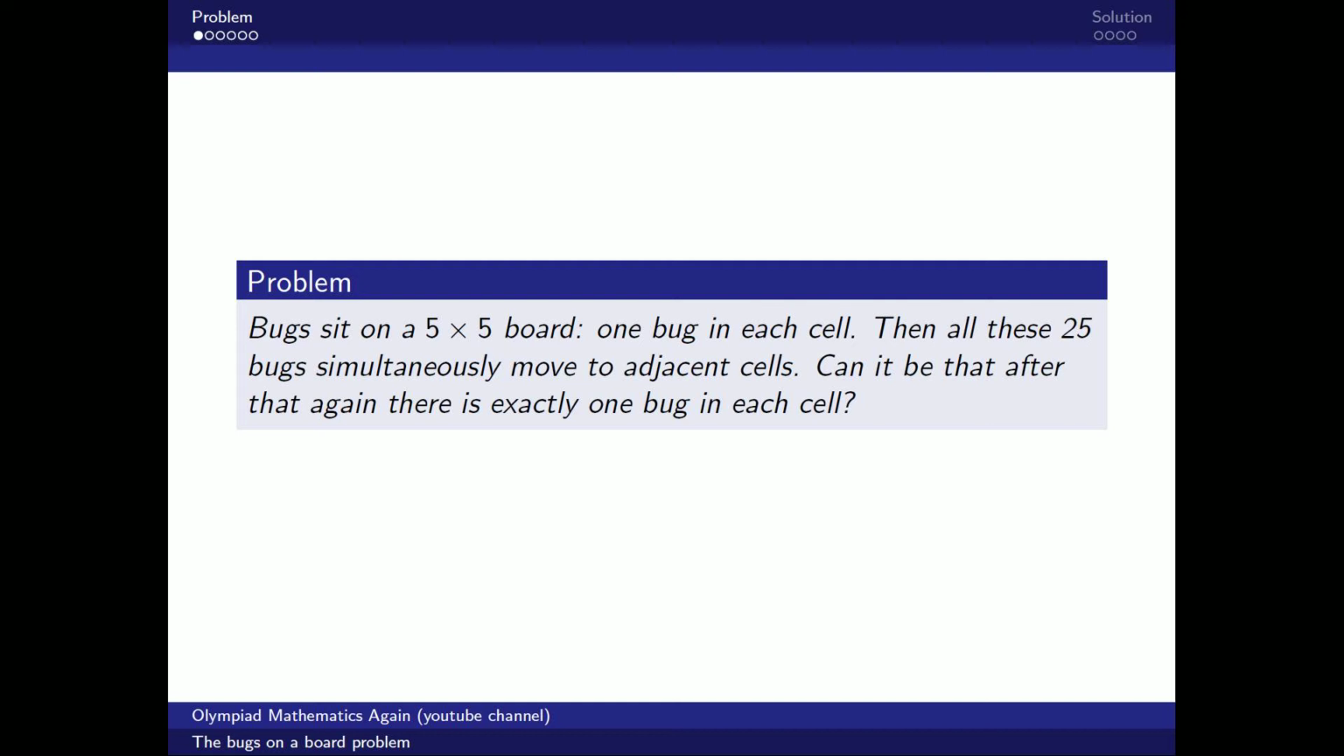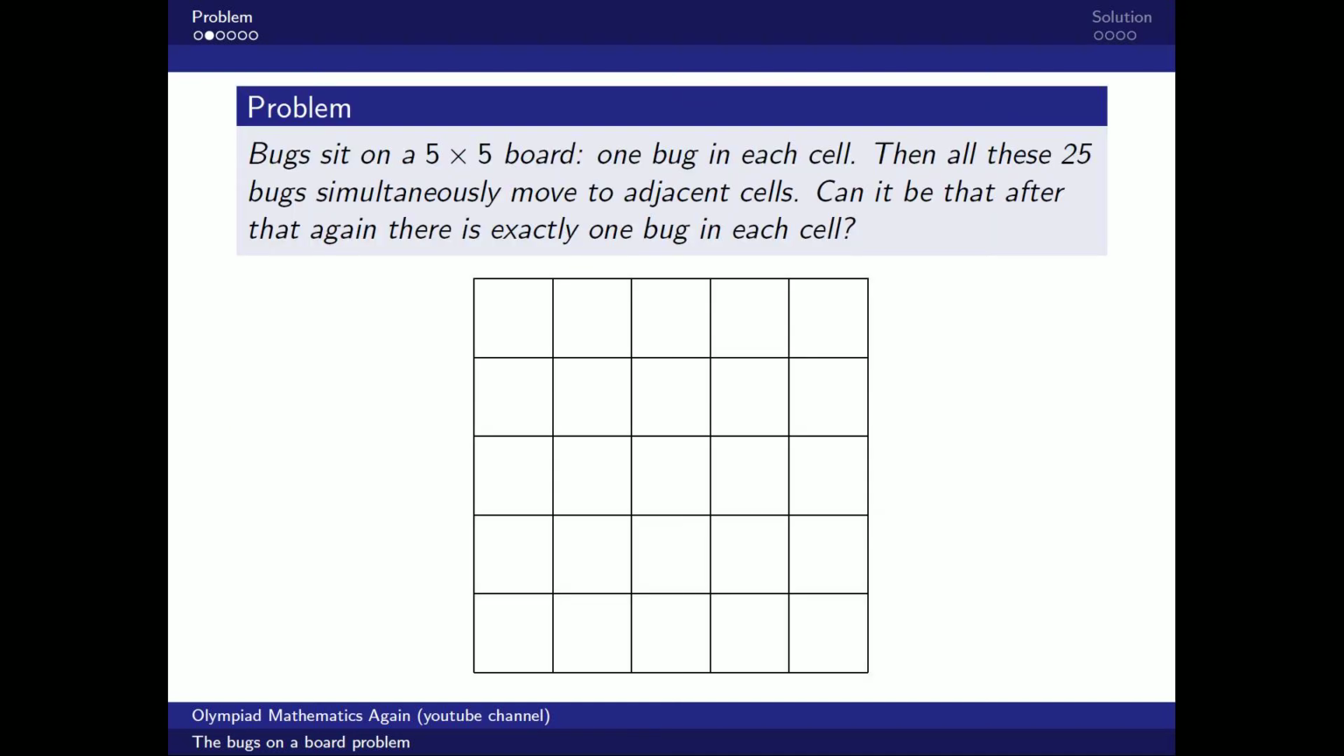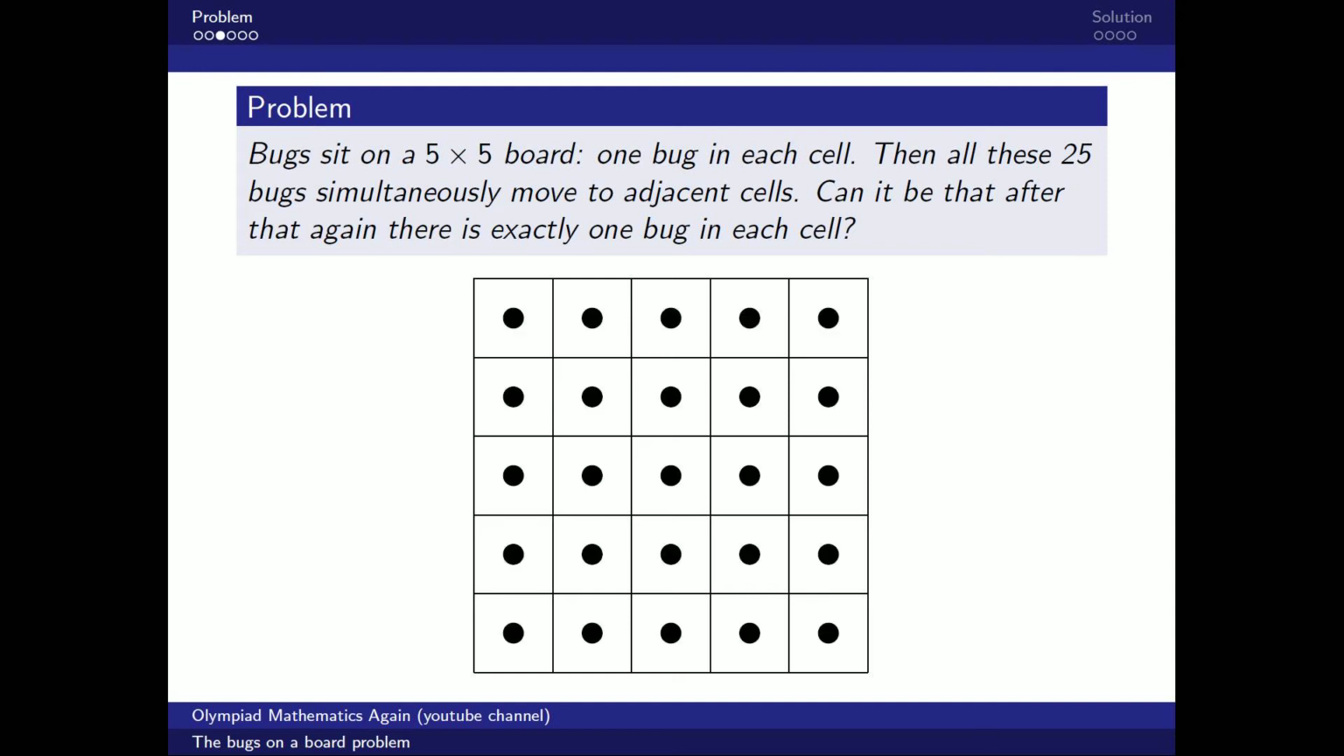Then all these 25 bugs simultaneously move to adjacent cells. Can it be that after that, again there is exactly one bug in each cell? So this is the problem. Now I'm going to explain this setting. We have a 5x5 board and there is a bug sitting in each cell, as you can see on the picture.